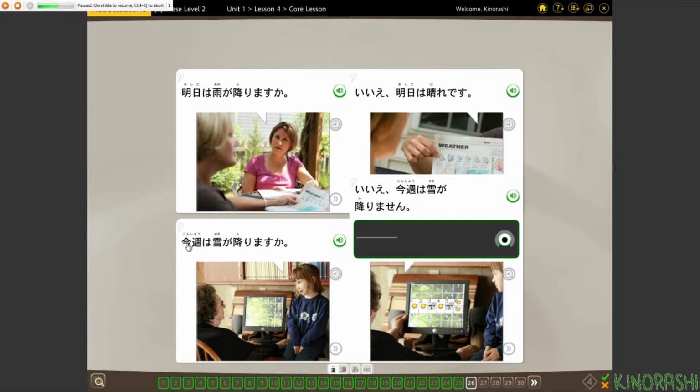So when we have the ima in the week kanji, it means this week, or konshu.